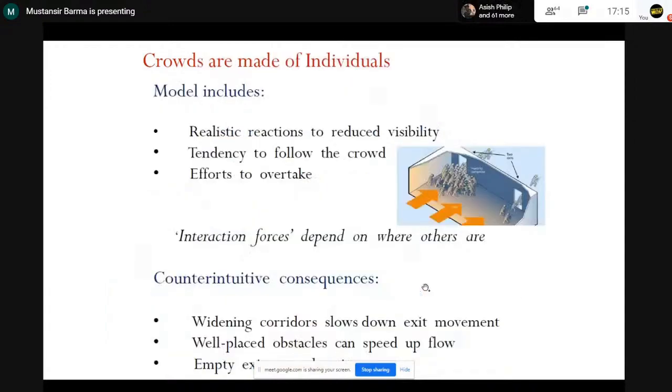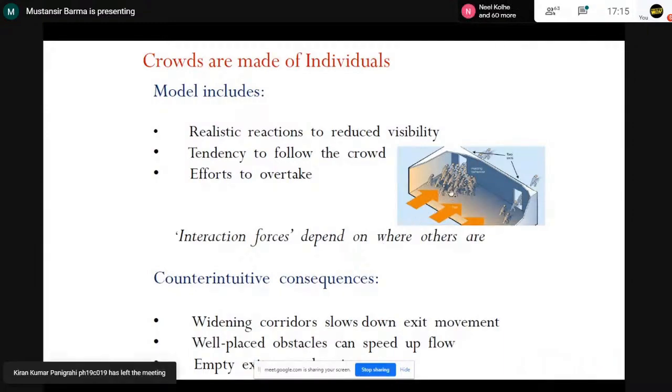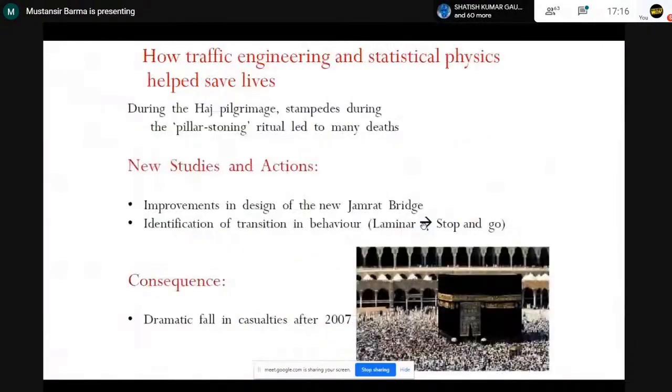descriptions of crowds. Now, in terms of crowds, people, I should not say crowds, I should say people, are quite illogical when it comes to doing things. We know that. We all pray to that. So these are the sort of natural tendencies that the model tries to incorporate. But the consequences are quite strange, and they're illogical, but they're actually the sorts of things that people do. If you widen a corridor, it actually slows down exits. If you place obstacles, not randomly, but in a carefully thought out way, obstacles actually speed up the flow rather than restricting it. And if you have empty exits, people will avoid them, they'll go to the crowded one. So it's things like this.